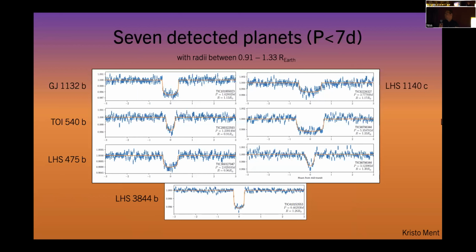And obviously there are 7 known planets in that sample. Some of them were found before TESS using ground-based surveys like MEarth, and others were direct discoveries from the TESS mission. So I recovered all of these. And one interesting thing about these planets is that the radii appear to be within this narrow range of 0.91 to 1.33 Earth radii, which I found interesting. You have 7 planets clumped together.